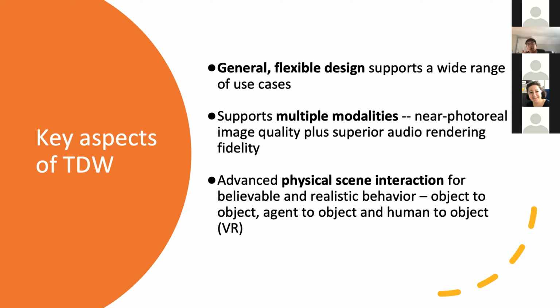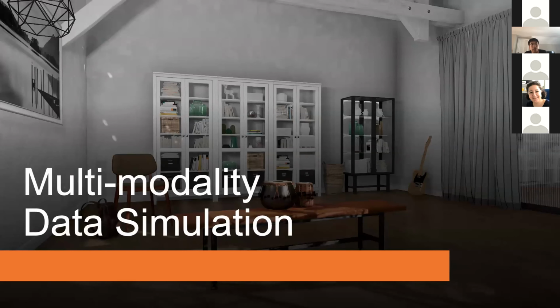There are multiple ways that we can interact with these objects and generate this kind of highly physically realistic behaviors. Users can affect objects directly through the API command or through the embodied agent. And we can also interact with them using VR, picking up virtual objects using the visual representation of their own hand. Okay, I will go into deeper detail here.